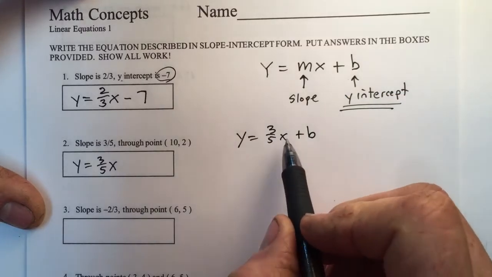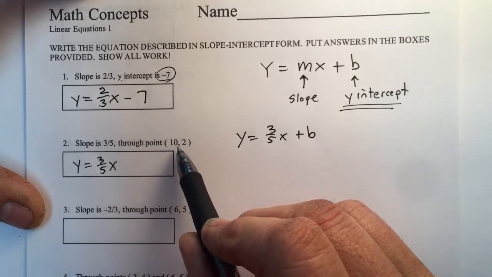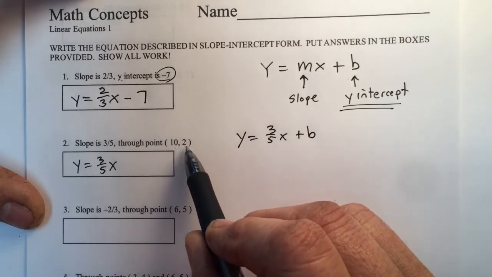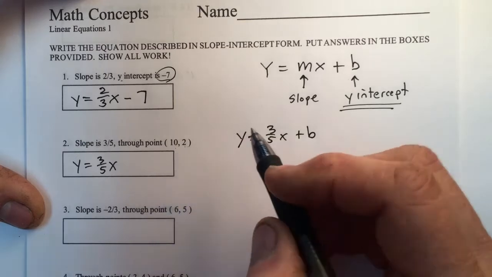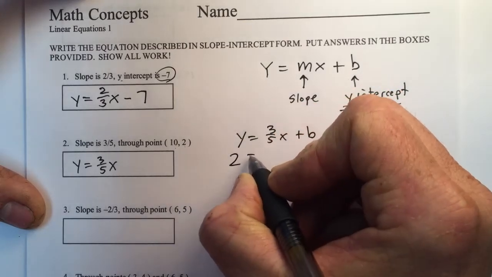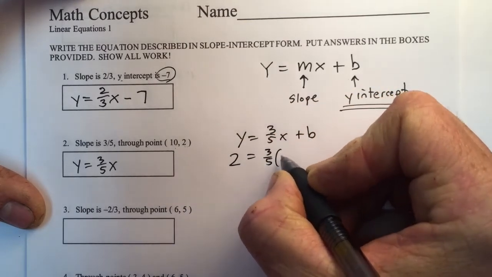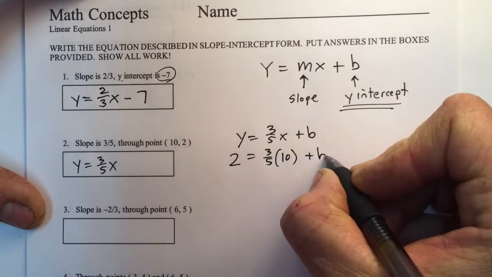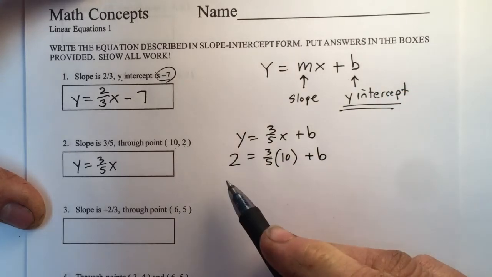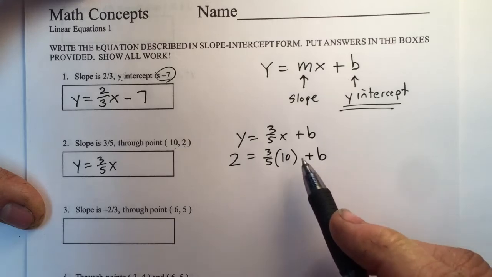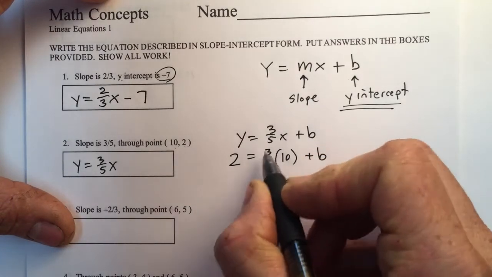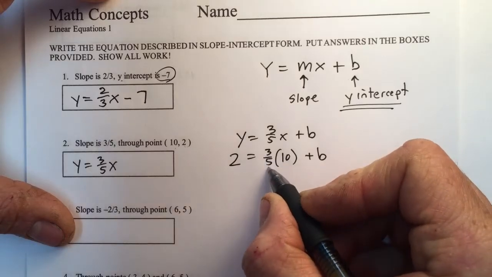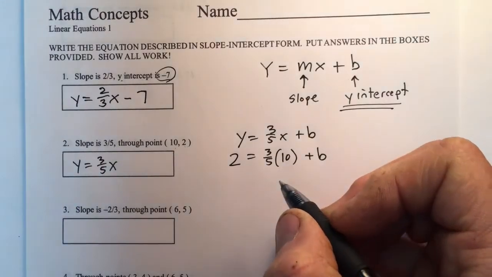And then for x and y, I'm going to take this point and put these values in for x and y. 10 is x and 2 is my y. So I'm going to put 2 right here for y, and I'm going to put 10 over here for x. Okay, so I get this little equation now. And now all I have to do is multiply 3/5 times 10. 3 divided by 5 times 10.